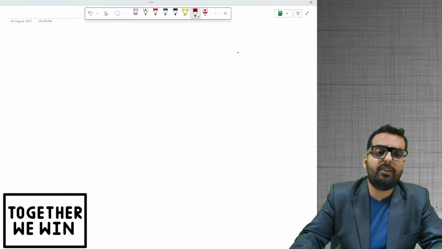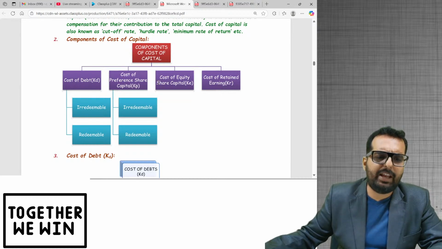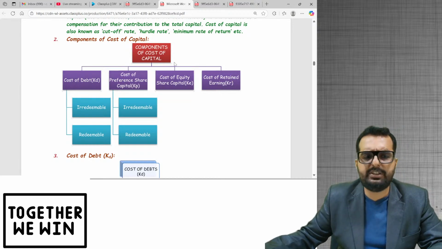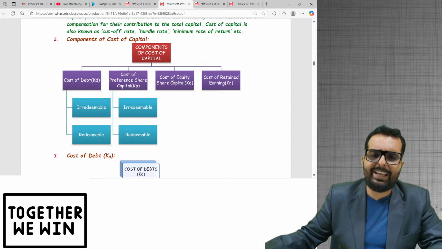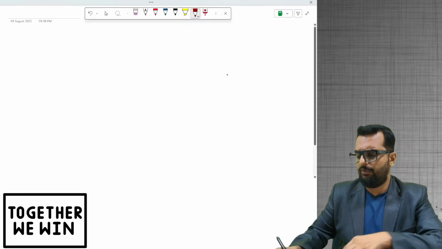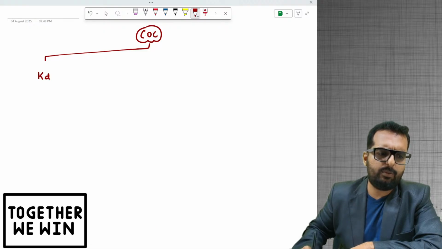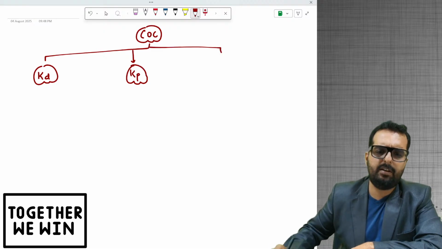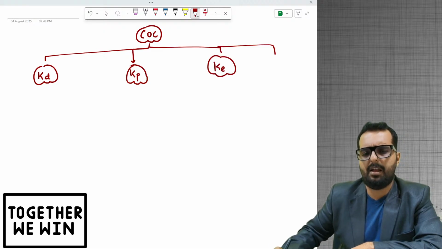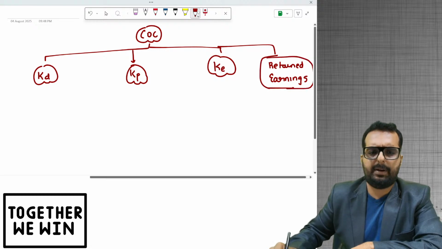Fantastic. So once you're clear with this part, then I will go to this chapter of cost of capital and I will explain to you all the different terminologies that come over here. You have KD, you have KP, you have KE, and you have KR. So we have to learn 4 terms of COC. First, we have to learn about KD, KP, then you have KE, and the last one is retained earnings. Everybody clear with this part?